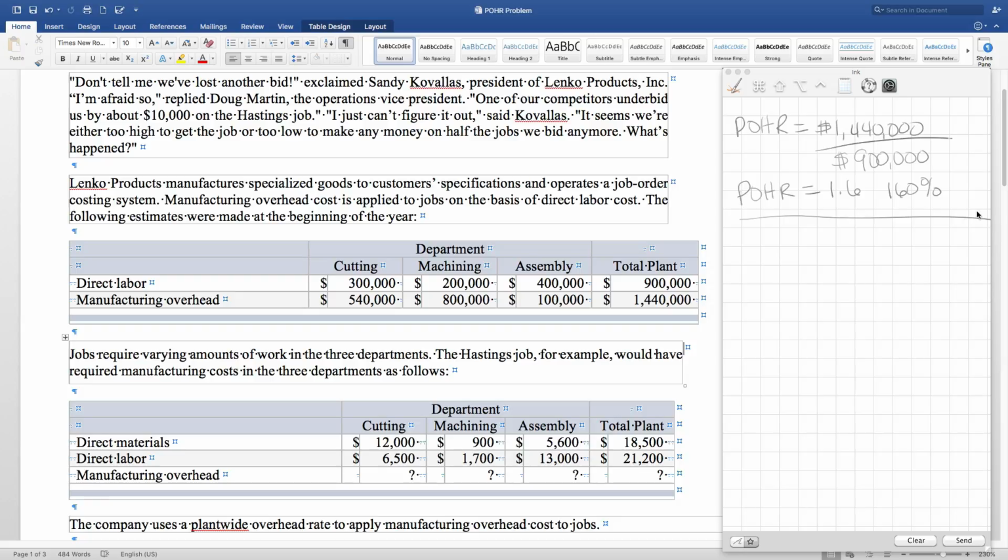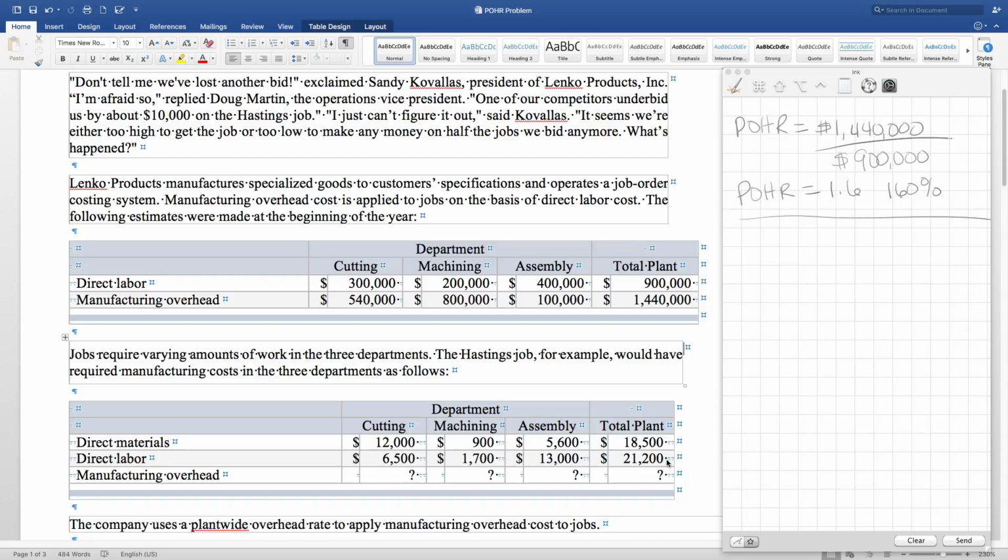All right, now here's an example of a job in the factory, the Hastings job. Let's calculate how much manufacturing overhead would have been allocated to this job. Now notice that this job spent some time in the cutting department, some time in the machining department, and also some time in the assembly department. We could calculate a manufacturing overhead rate for each of these, add them together to get the total manufacturing overhead rate for this job.